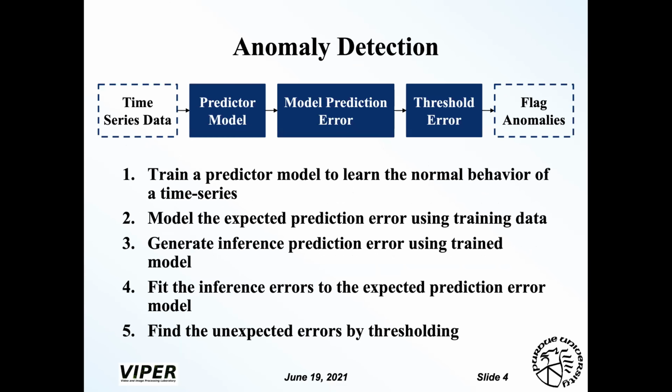So in most cases of time series anomaly detection, there is a lack of labeled anomalous data. Thus, the common successful approach in the literature is to train a predictor model that learns the normal behavior of the time series. Because predictor models can't be perfect, you can then model the prediction error you get on the training data and consider that as your expected prediction error. And then during inference, you fit the inference prediction errors to your probability model and threshold to find any unexpected errors based on their likelihood.